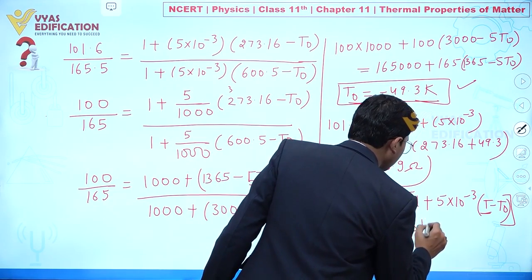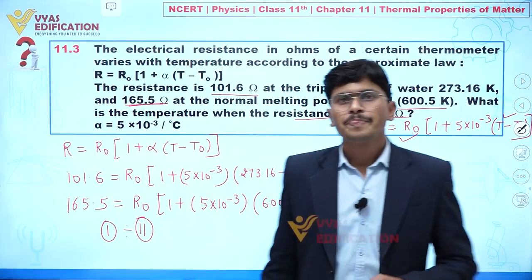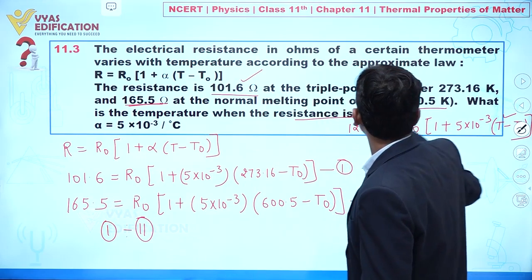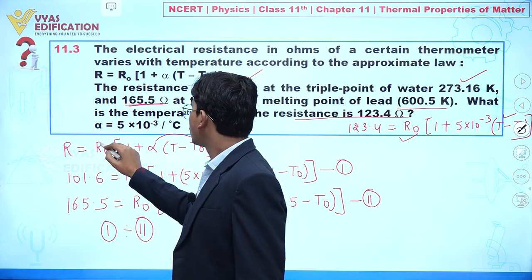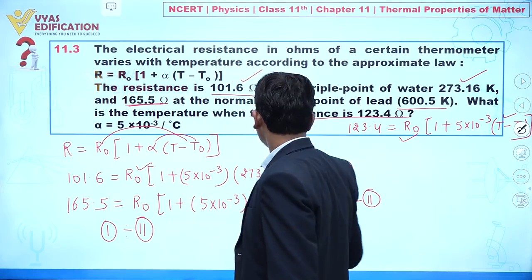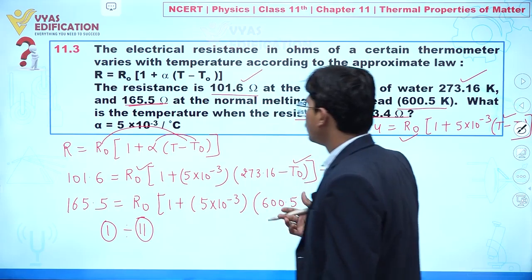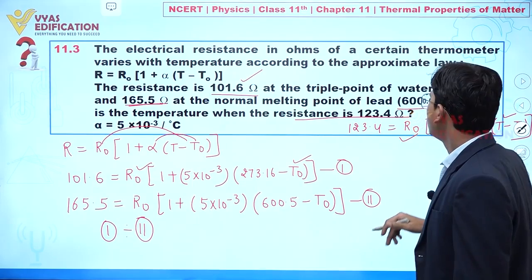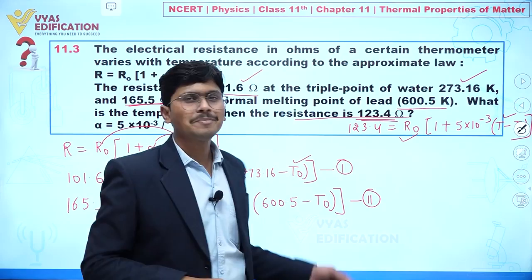Clear? And you will get this temperature T equal to 384.8 Kelvin. Clear? So let us try to understand this question. Actually, what is importance of this question? Importance is very clear. Whenever resistance is given to you at triple point of water, this alpha is defined for this T naught, R naught is defined for this one. Clear? So first you will calculate value of R naught and T naught. Alpha value is already given to you in the question. So when you find R naught and T naught, after that you can easily get the temperature at which resistance of that wire or that lead is equal to 123.4 ohm.